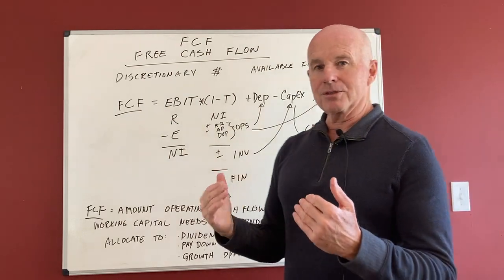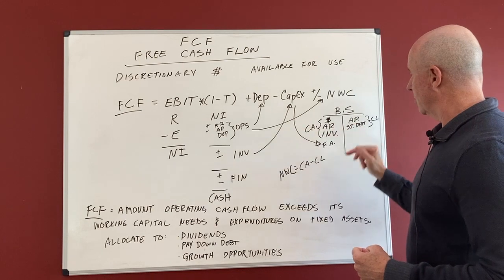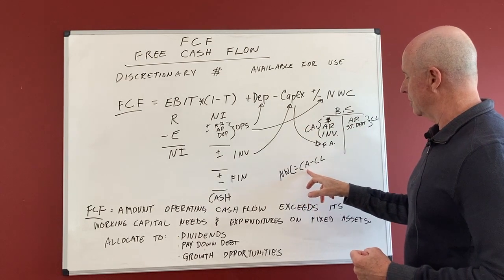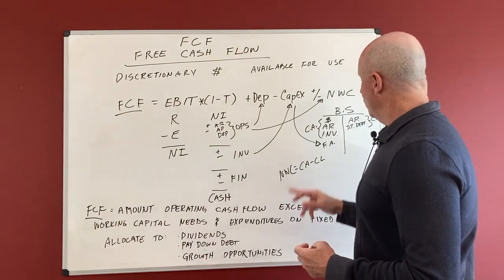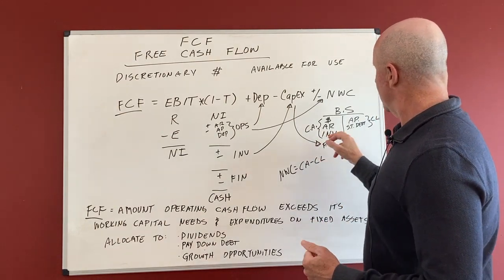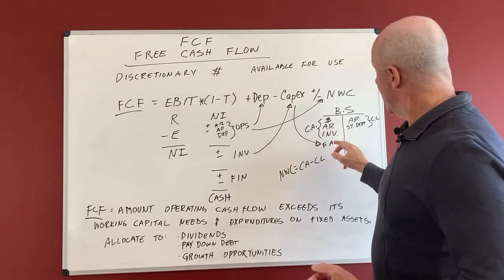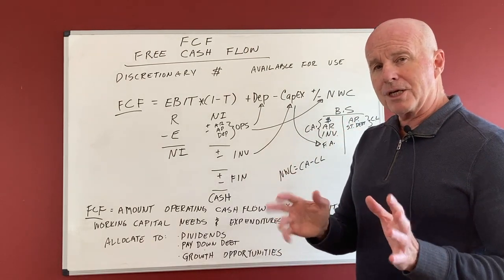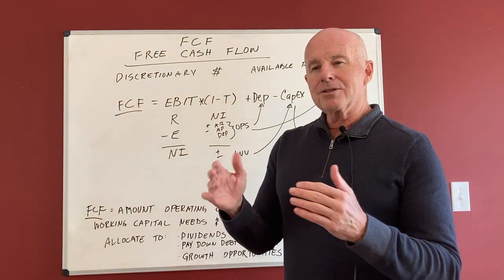And net working capital is the difference between your current assets and your current liabilities, right? Net working capital is the difference between current assets and current liabilities. And what are current assets? Well, current assets are cash in the bank, right? Accounts receivable and inventory. Sometimes you take inventory out because inventory really, as a current asset, is a little questionable, right?